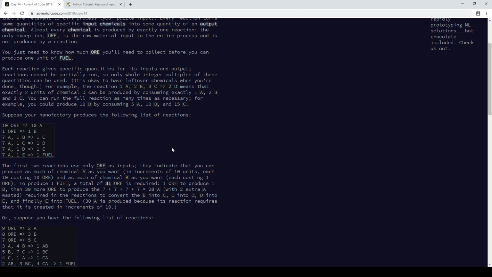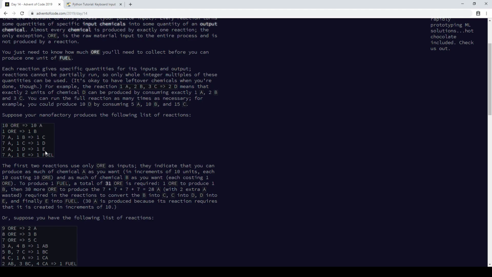My initial reaction, which was wrong, was that you can just run through the reactions you'll need to go down. To make one FUEL, you'll need to make one E and 7A, and to make one E, you need to make one D and 7A, and to make one D, you need to make one C and 7A, right? And how do you make 7A? Well, you run this formula once.